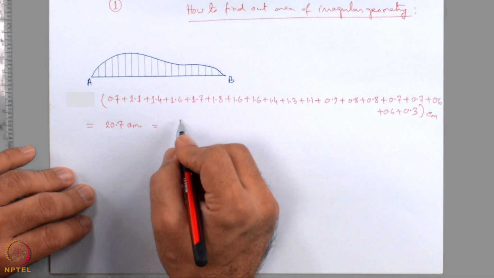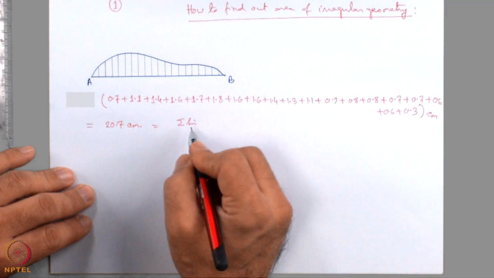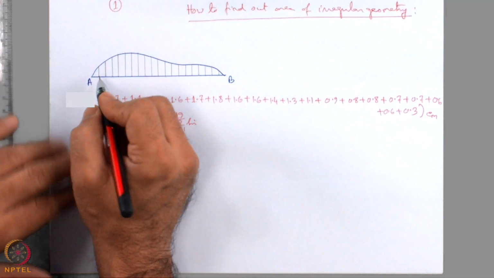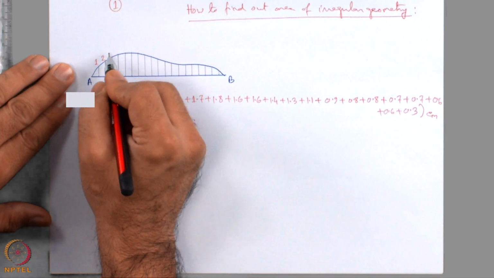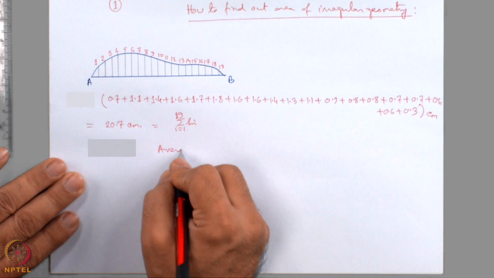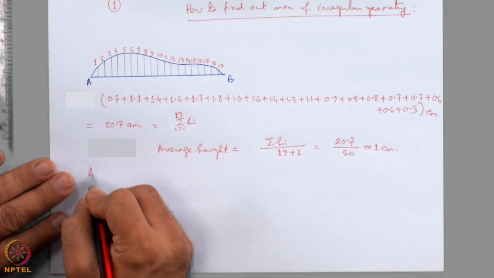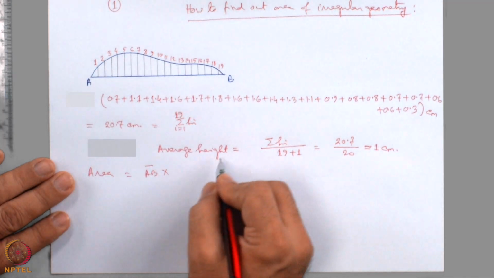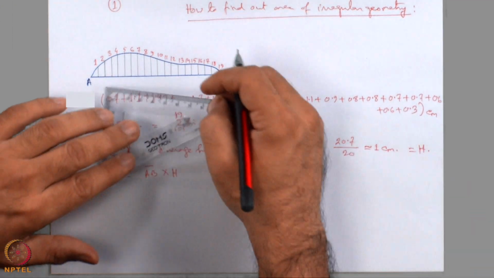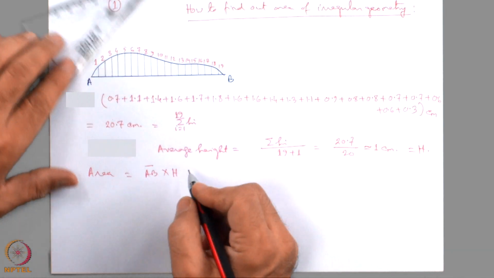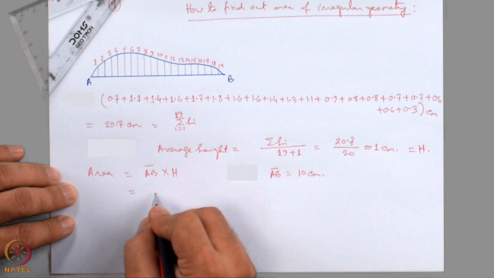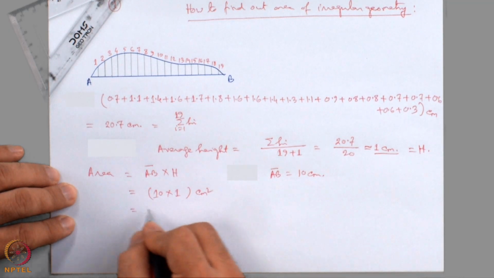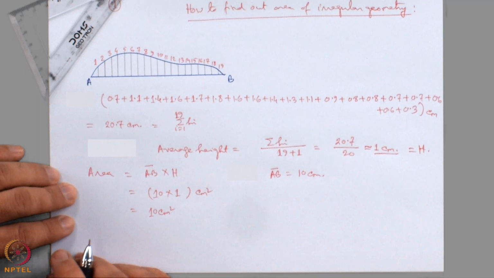This is equal to the sum of Hi, and i runs from 1 to how many lines we have considered? 19 lines. This is line number 1, this is line number 2. Therefore, the area is equal to the AB length multiplied by the average height h. The AB length is 10 centimeters. Therefore, the area is given by 10 multiplied by 1 centimeter square, which is equal to 10 centimeter square.